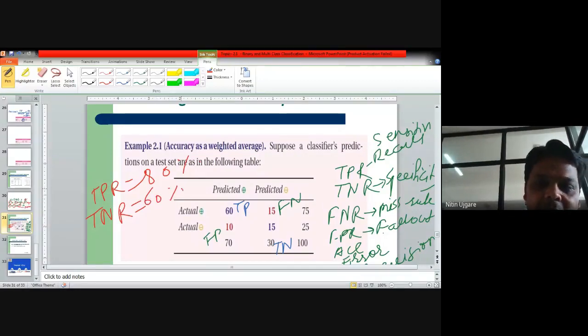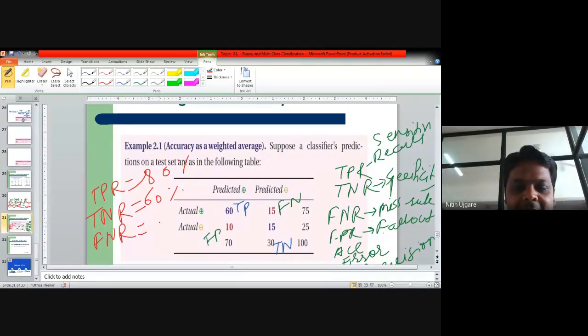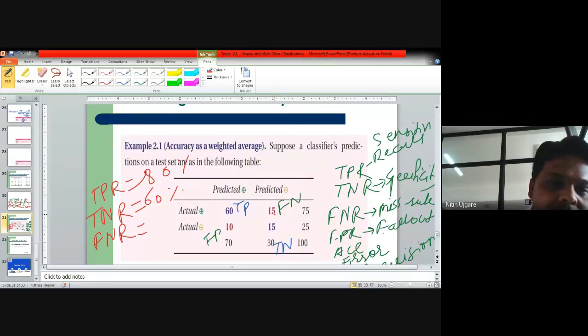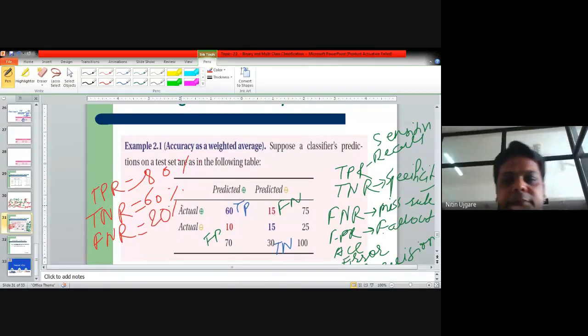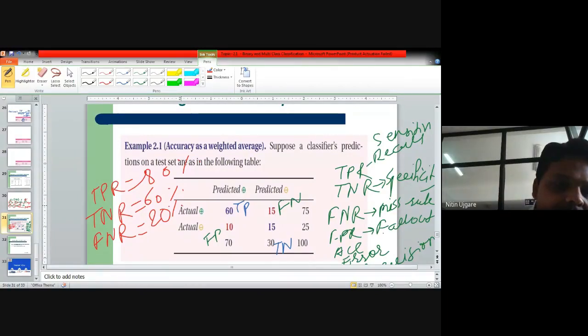Then we'll find the FNR. FNR is calculated as 20%. Your answer is 20%, right? Yes, FNR is 20%, right? As well as the FPR is also 20%.